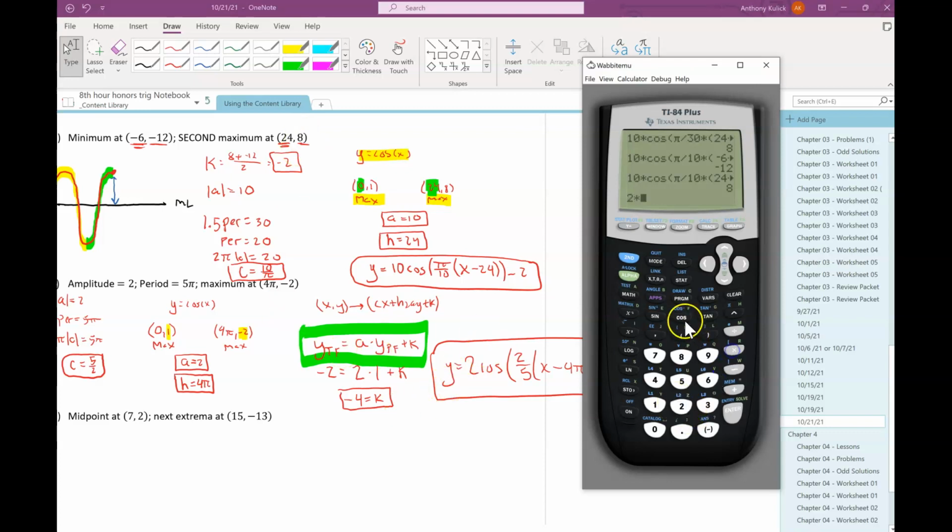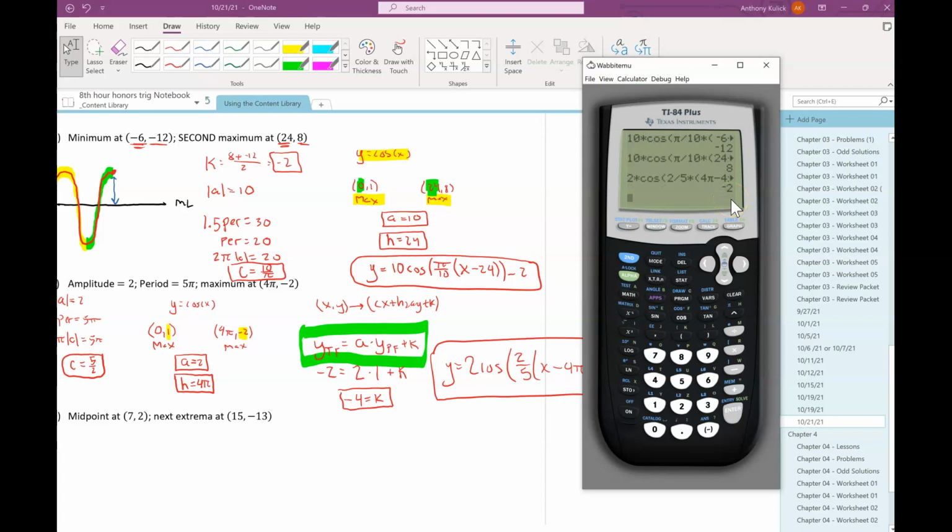So 2 times cosine 2 divided by 5 times x minus 4 pi. Oops, not x. 4 pi. And then minus 4 I had at the end, right? Yeah. And that should be giving me a -2, which it did.